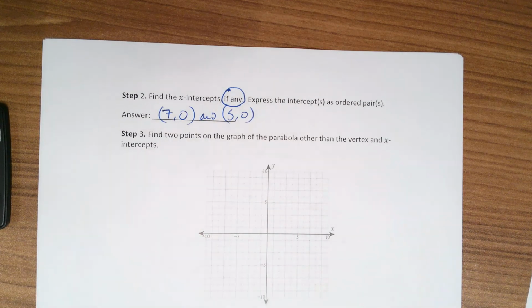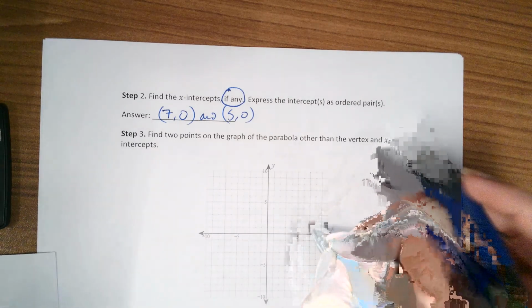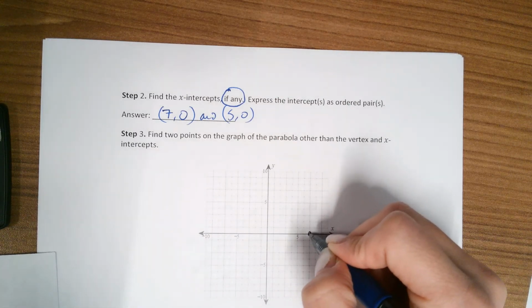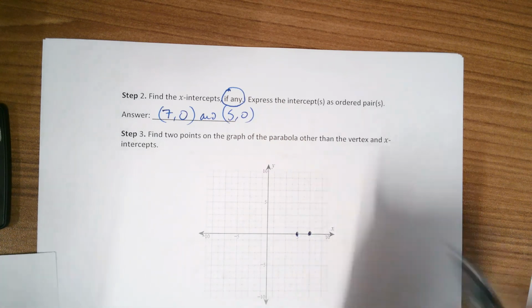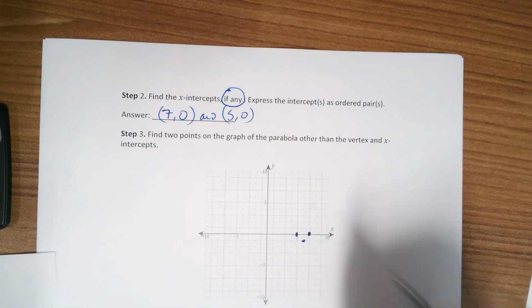So it doesn't say that it wants us to graph it. It just asked us to find 2 other points, but I'm gonna go ahead and graph it because I feel like that's weird that they didn't ask for it. So I know at 7, I'm at 0. At 5, I'm at 0. Our vertex was 6, -1. So at 6, I'm at -1.